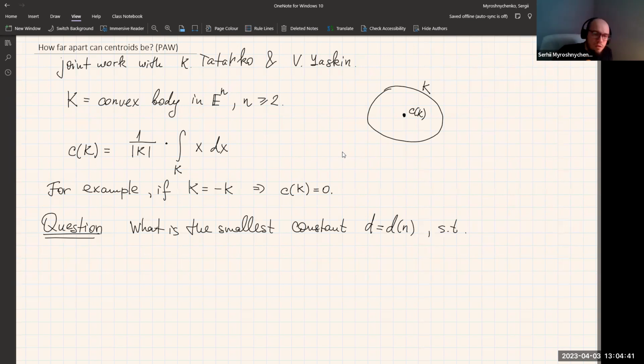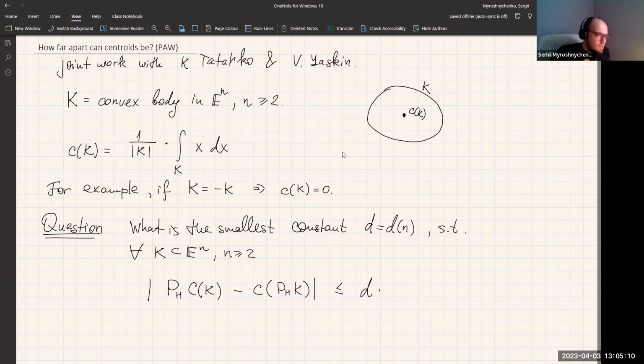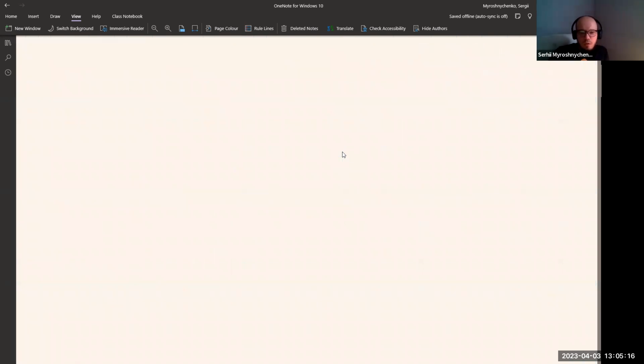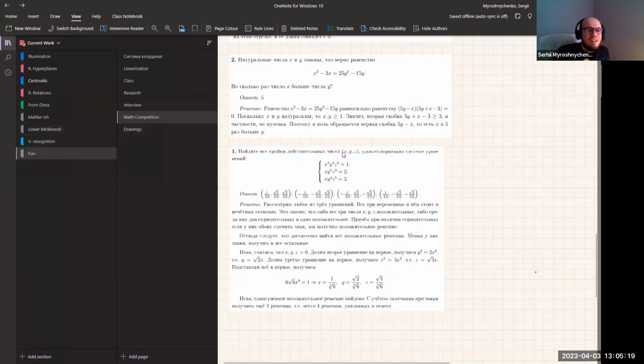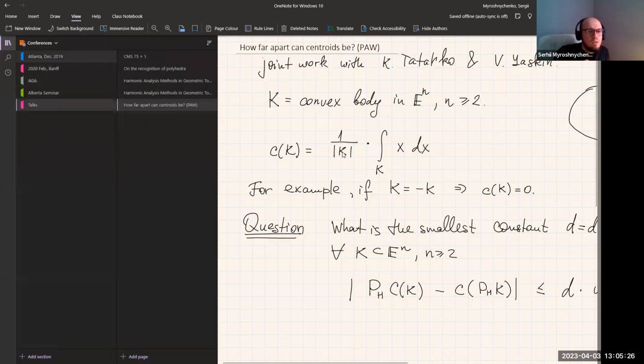Such that for any convex body K in n-dimensional Euclidean space, the distance between the projection of the centroid, I'll explain all of this in a second, and the centroid of the projection is less or equal than d times the width of the convex body in direction u. So again, I'm going to explain now.